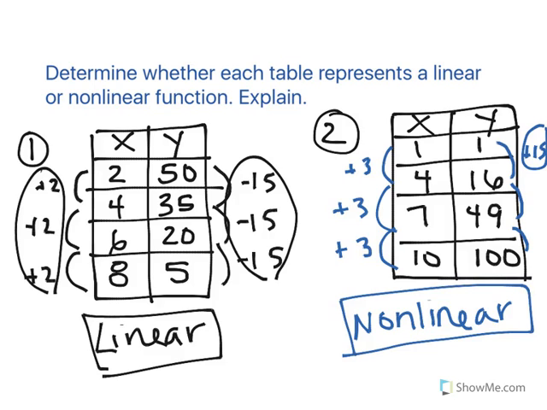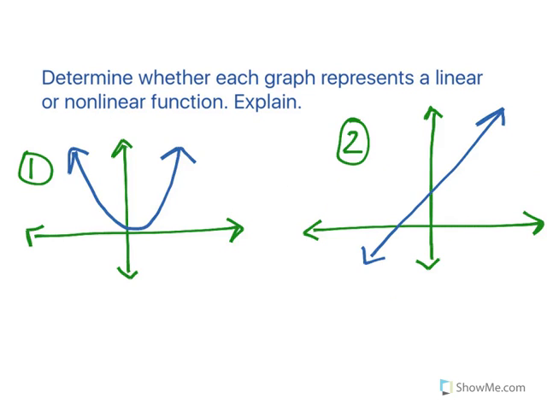But it's good for you to be able to double check on both of them, just in case your math is a little bit off on one. So if it's linear, there's a pattern. If it's nonlinear, it doesn't have a pattern. No constant relationship. Next example, we have to determine whether each graph represents a linear or nonlinear function.